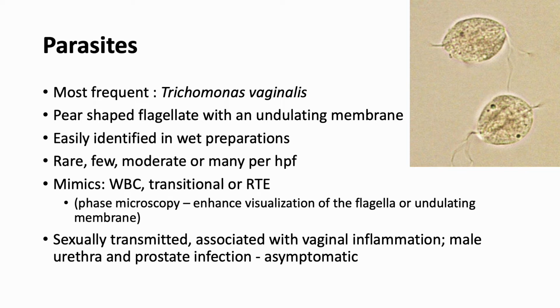So other parasites that may be identified in the urine are Schistosoma haematobium, or the ova of the bladder parasite, or fecal contamination of the ova of pinworm or Enterobius vermicularis.